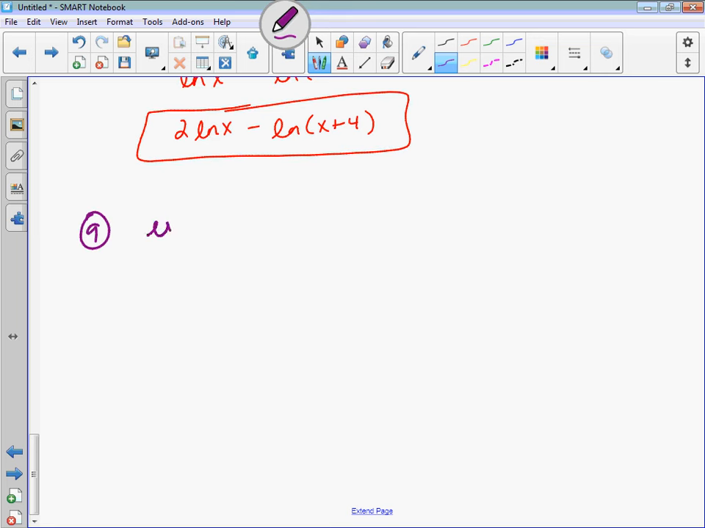All right, we are still expanding. You have natural log of x minus 4 quantity squared over x times x plus 3 quantity squared. So expand that, simplify. See how you do.